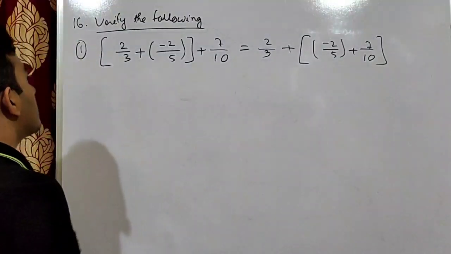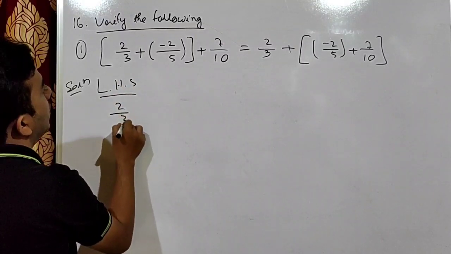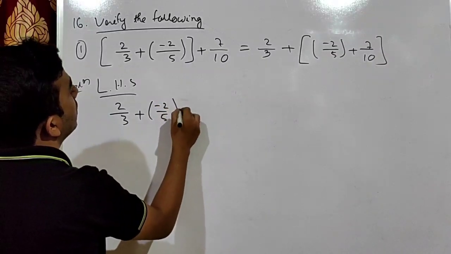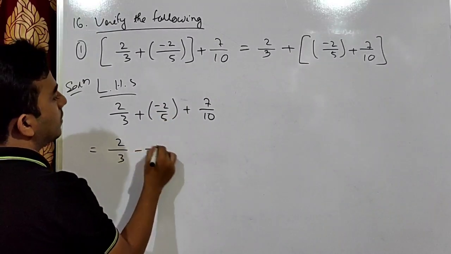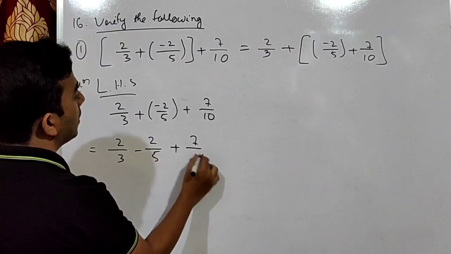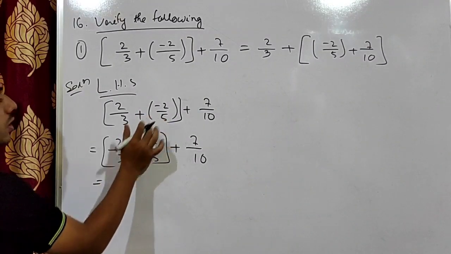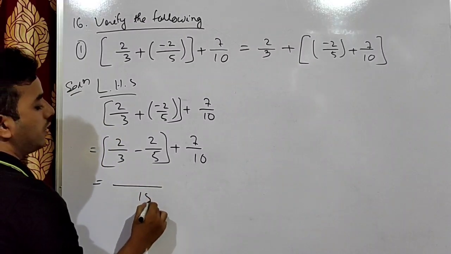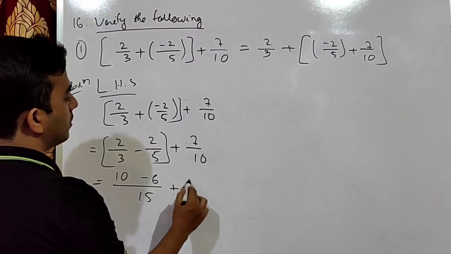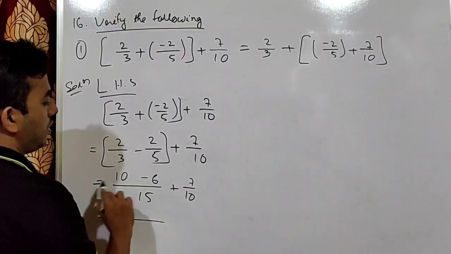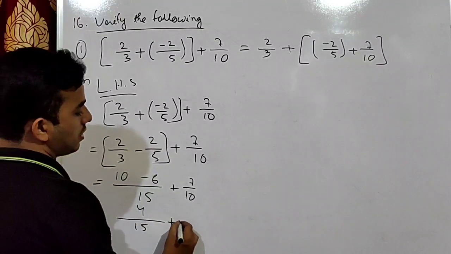So let us first of all find LHS. Solution. LHS, left hand side. 2 by 3 plus minus 2 by 5, then plus 7 by 10. Now look, 2 by 3 plus minus 2 by 5 plus 7 by 10. What we have done? We have to first solve this. So its LCM will be how much? 3 and 5, 15. Clear? Now 5 into 2 is how much? 5 into 2 is 10, minus 6. Now 10 minus 6 is 4. So 4 by 15.